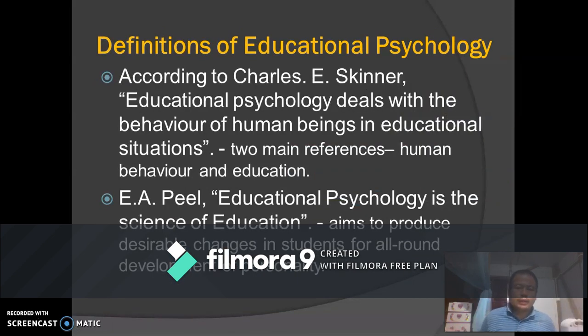Now let us try to see the definitions of educational psychology. According to Charles E. Skinner, educational psychology deals with behavior of human beings in educational situations. Here he emphasizes two main references: human behavior and education. According to Peel, educational psychology is the science of education. According to Peel, educational psychology aims to produce desirable change in the student for all-round development of his or her personality.